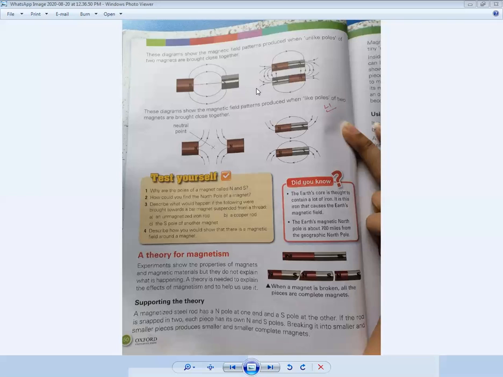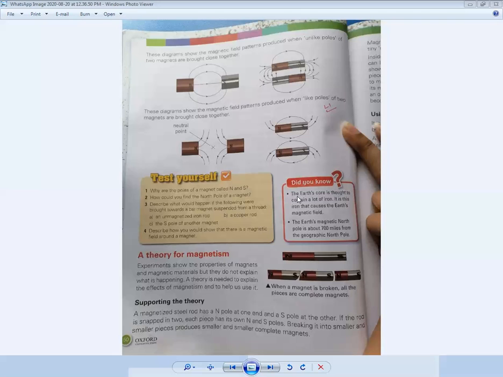Okay, so these are called unlike poles, and this is like poles. I hope you understand it. Okay, now you will see there is a side box given in your book. You can also see it in your book.